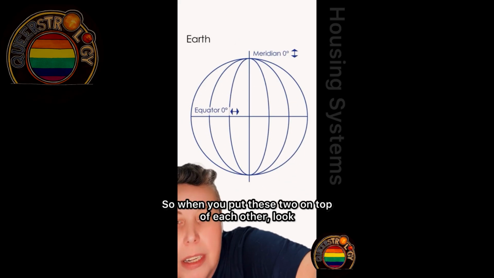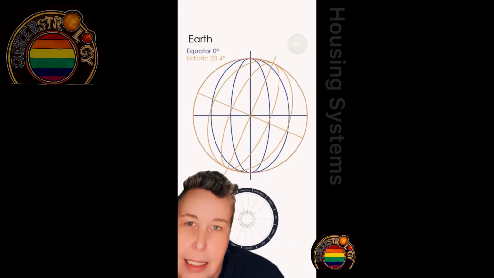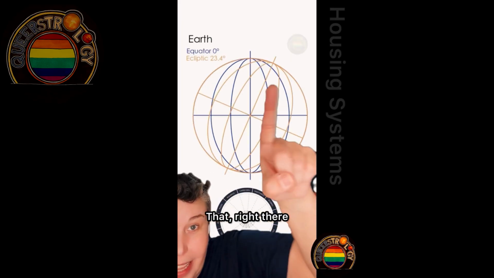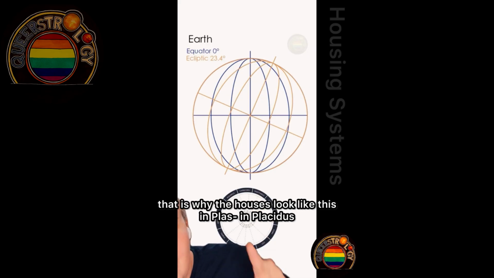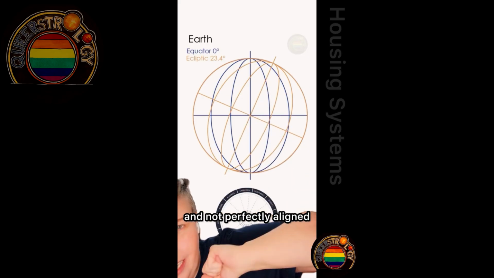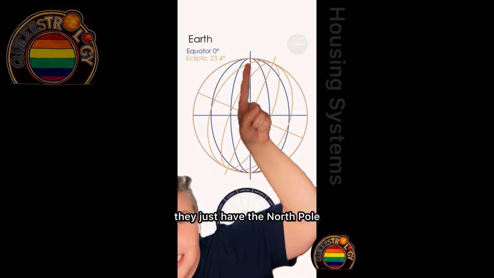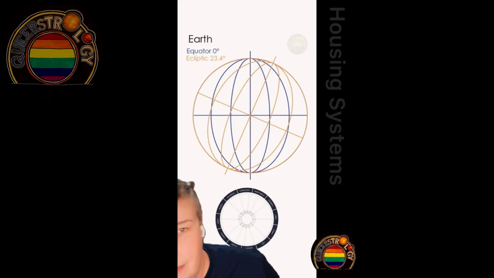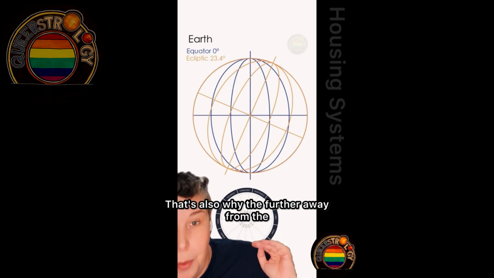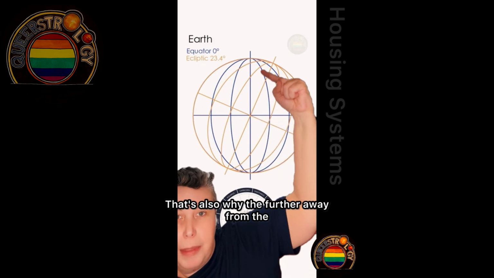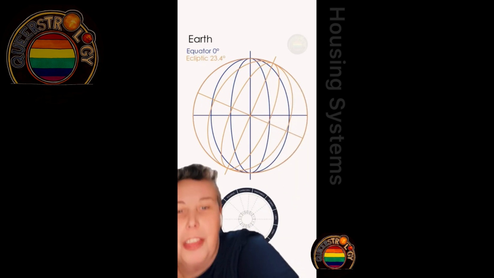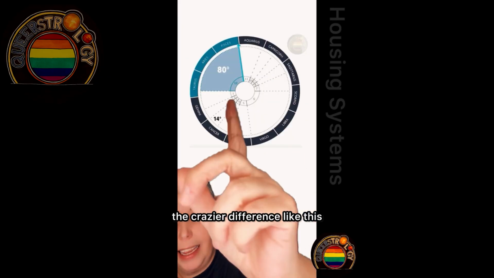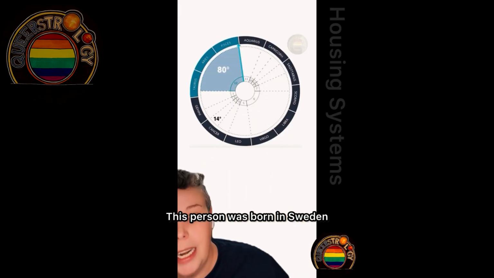So when you put these two on top of each other, look, that right there, that is why the houses look like this in Placidus and not perfectly aligned. Because in whole sign, they just have the North Pole. That's all they're using. They're not using this pole. That's also why the further away from the equator you're born, the crazier difference like this. This person was born in Sweden.